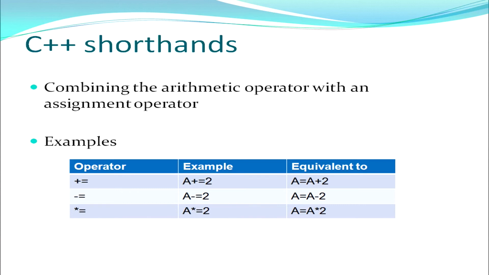Then we have shorthands in C++ where the arithmetic operator is combined with the assignment operator. The examples are given. These shorthands can be used with any of the arithmetic operators. We have the examples with just 3 operators here, but you can even use division and modulo along with the shorthands.